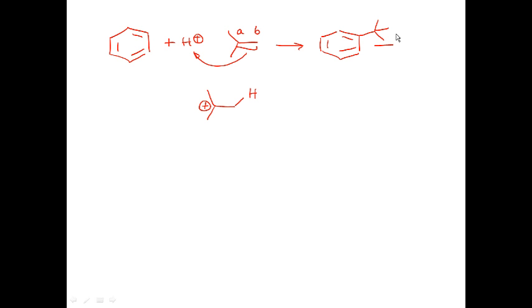So how many other ways do we know how to make carbocations that would then add to benzene rings? Well, H plus and an alkene. How about tertiary butyl alcohol and an H plus and a benzene?